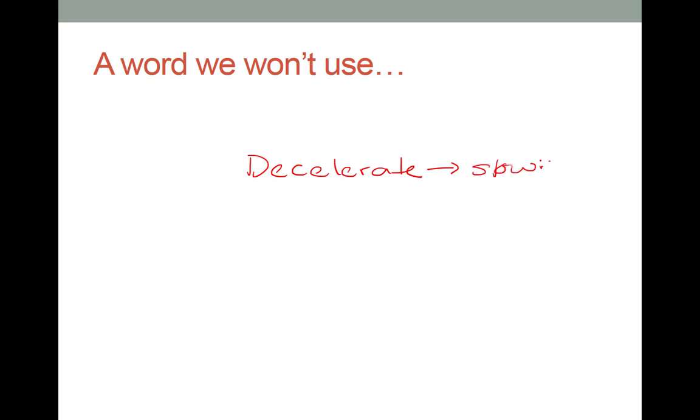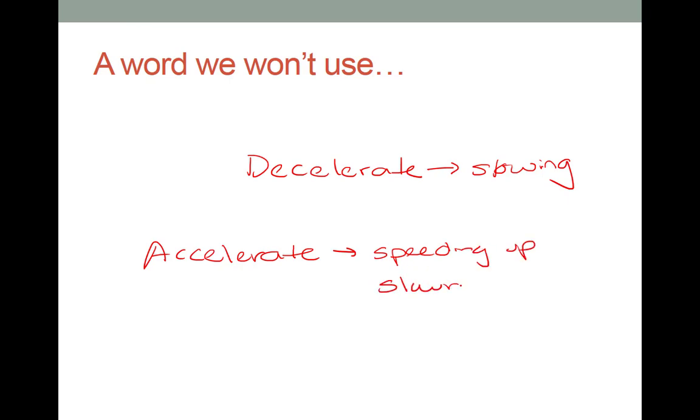You are slowing. Okay? But remember, as we just saw on the last slide, accelerate in physics means speeding up, slowing, or turning. We have one word that means everything. So why would I bring in another word? I don't need to. So, to the best of my ability, I'm going to try not to use the word decelerate because I have another word that does the same thing. Okay.